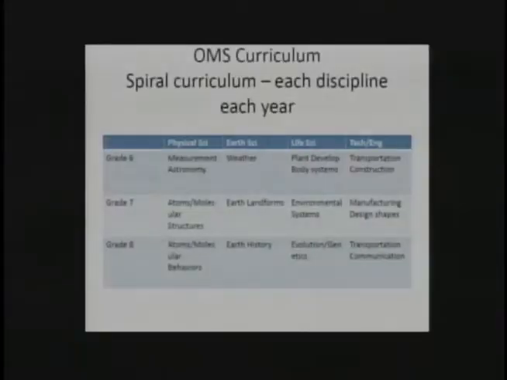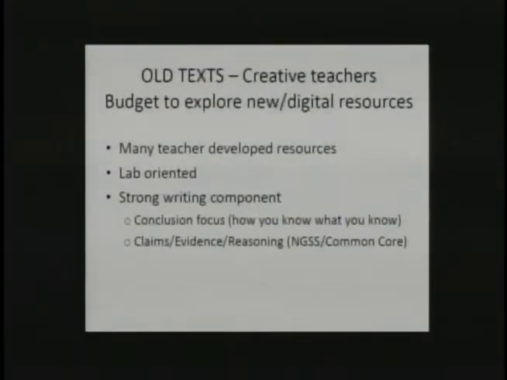We have some money in the budget for next year to explore those digital resources and start recommending, so we're moving in that direction. This is our current curriculum, and this is already partly revised to the new standards. We've moved a few things around already. Astronomy used to be in the eighth grade, now it's in the sixth grade, and we're just kind of finding what we need to move to align ourselves with the new standards. So we have old texts, but creative teachers who have been developing their own materials along the way, and we have that budget to help that process along.